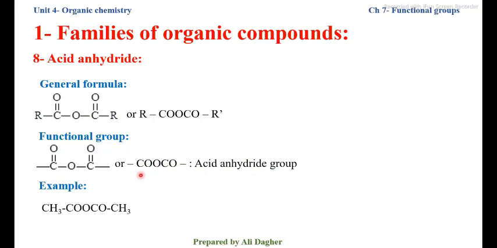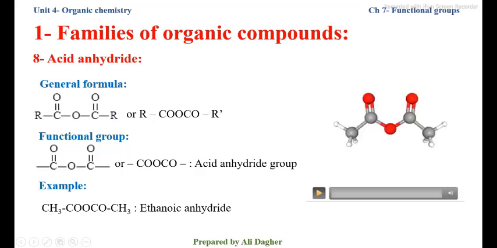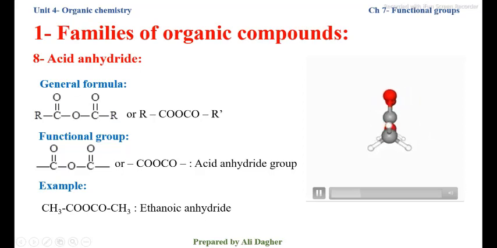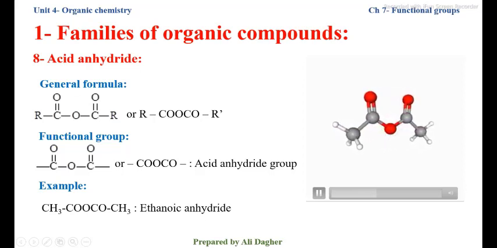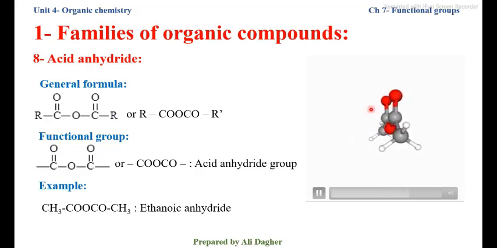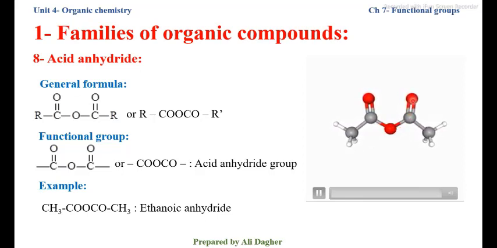Example, CH3COOCOCH3, ethanoic anhydride. This is the 3D model of ethanoic anhydride: CH3, C=O, O, C=O, CH3. This is the functional group, C=O, O, C=O, the functional group of acid anhydride.